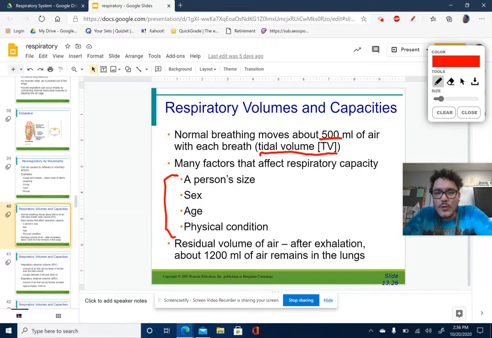Finally, you have what's called residual volume of air. That residual air is just left over in the lungs. It's about 1,200 mils or 1.2 liters left over in the lungs, as we were just mentioning.